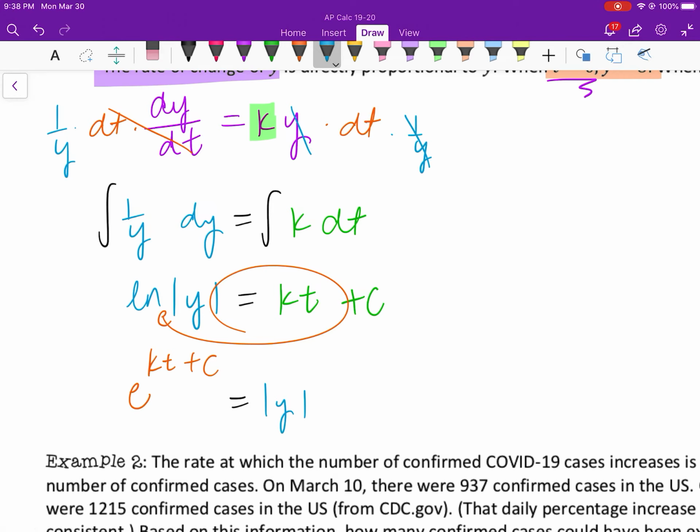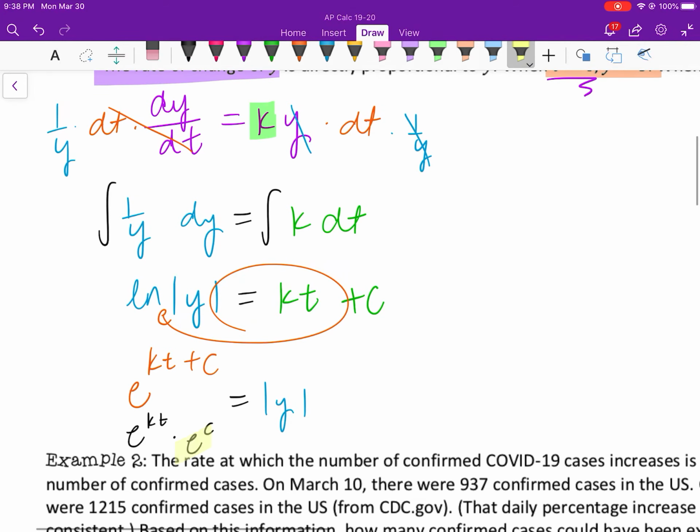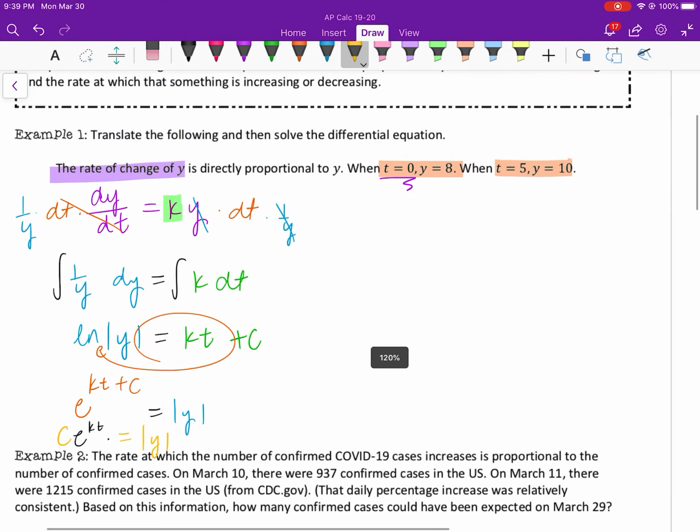Just like yesterday, if we have e to a sum, you can split that up and say that's like e to the kt times e to the c, because our exponent rules can also work in reverse. The reason we do that is because e to the c, e to some constant, is just going to be some other constant, which we don't really care about. So yes, we call it the same c every time, which is not technically true, but that's okay for us. And that is equal to the absolute value of y.